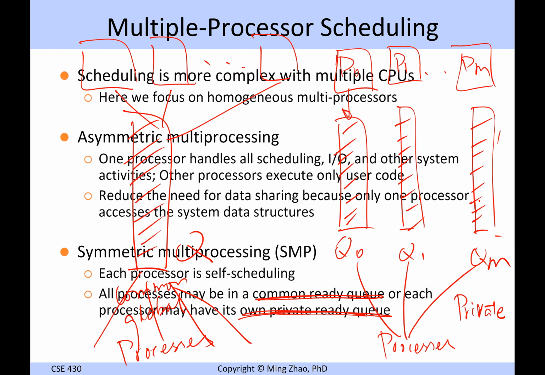Now let me ask you, which one do you think is better? Take a moment to think about it. One is the global queue approach, and the other is the private queue approach. Which one do you think is better?